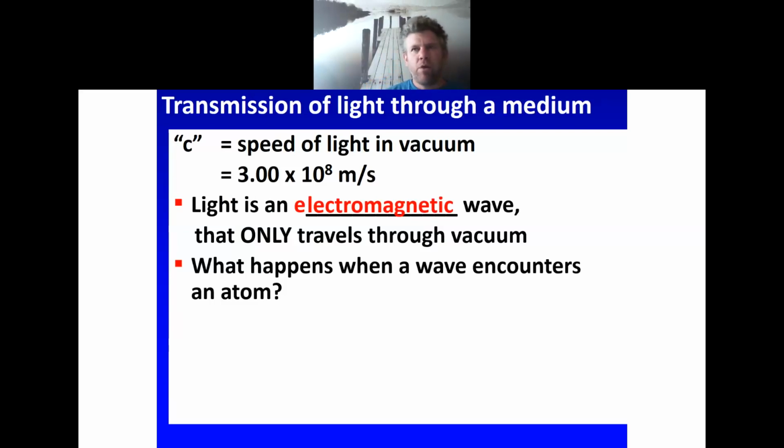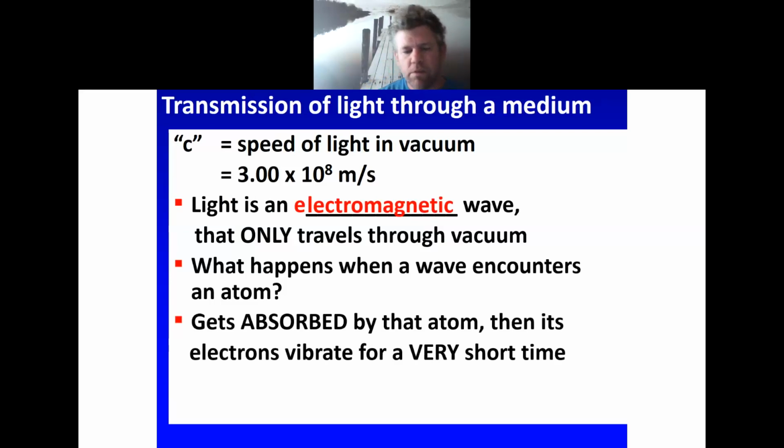All right. So what happens when it encounters an atom? Well, the thing is that it gets absorbed by the atom, right? As it gets absorbed by the atoms, the electrons in it vibrate for a very, very short time. So think of it this way, right? I don't know if you talked about thin line spectra in chemistry.